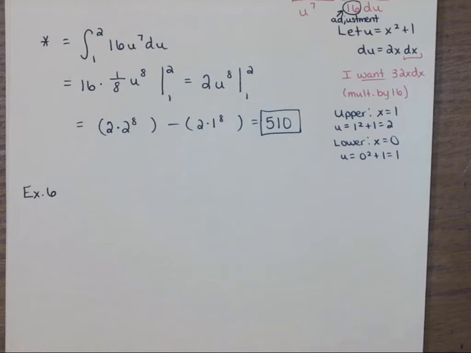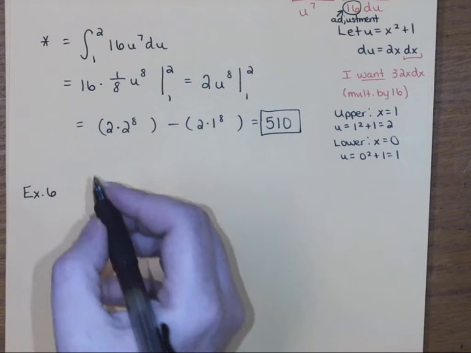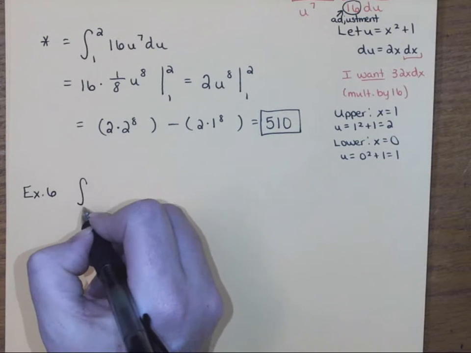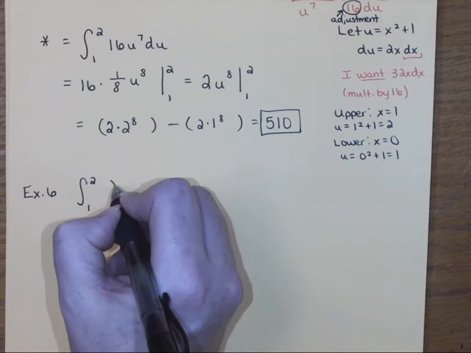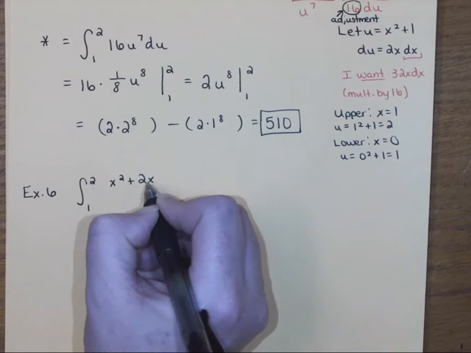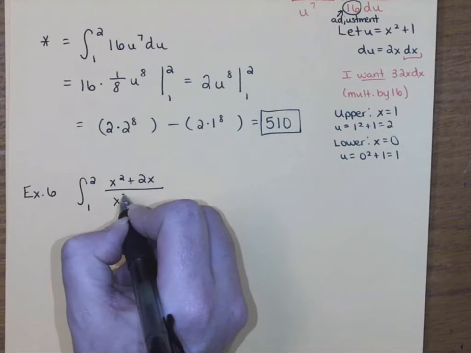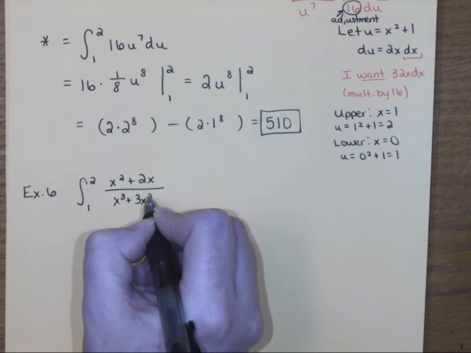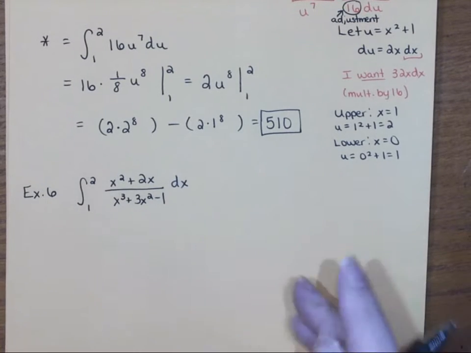All right, last one, and then we're going to use kind of a variation of this formula or this method to talk about something called average value. But for now, let's try to do this last problem.